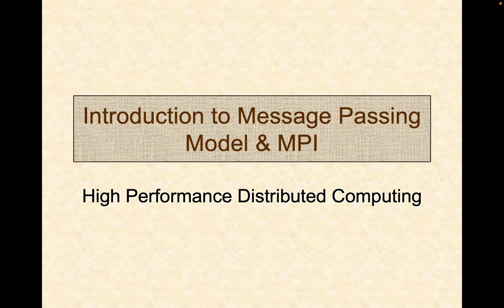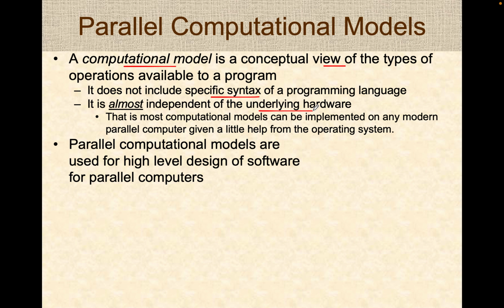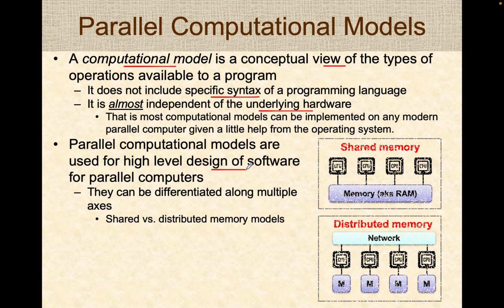This video presents some of the key concepts underlying the message passing model with applications to MPI. A computational model in general is a conceptual view of the different types of operations that are available to a program. Keep in mind this does not include specific syntax or programming languages, and it's meant to be independent or almost independent of the underlying hardware. Parallel computational models are used for design or high-level design of software, typically on parallel computers, but could apply to conventional single nodes as well.